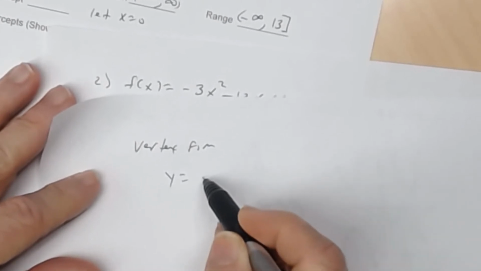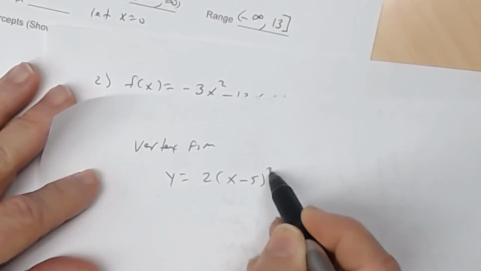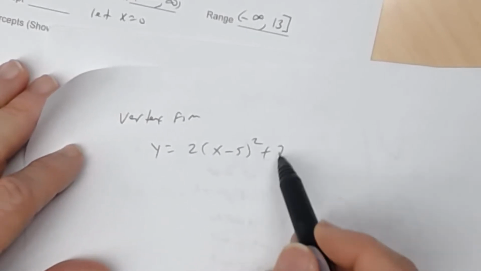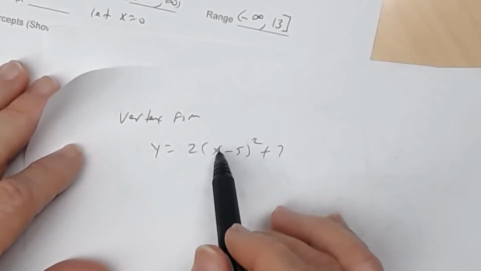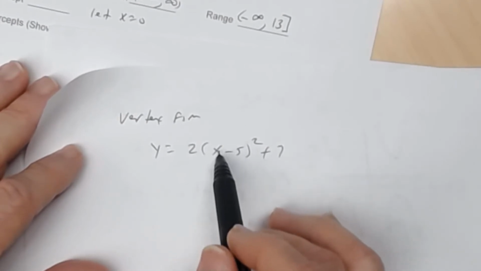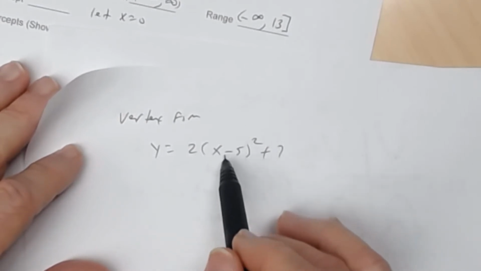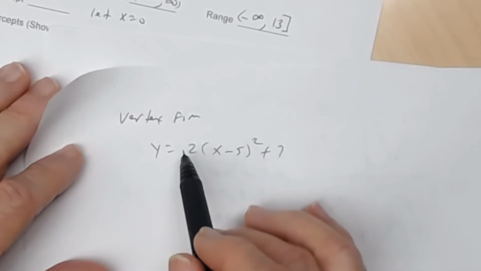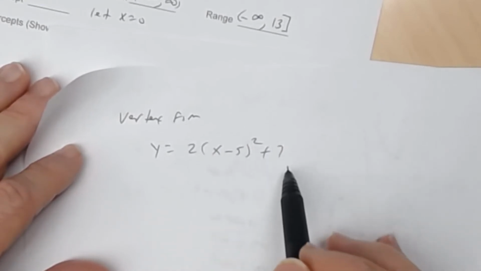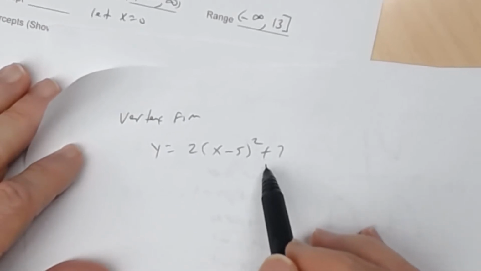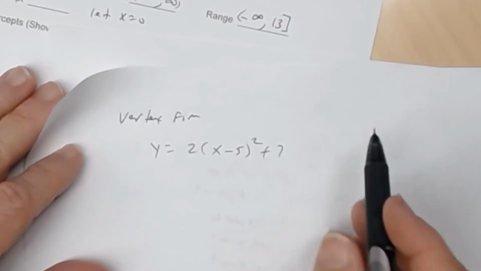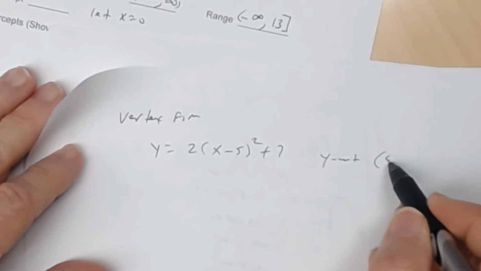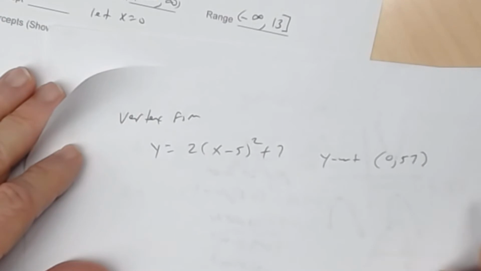Y equals, let's say, 2 times (x minus 5) squared plus 7. So this 7 is not your y-intercept, because remember, to find your y-intercept, you let x be 0. So you would say 0 minus 5 is negative 5. Negative 5 squared is 25. 25 times 2 is 50. 50 plus 7 is 57. That's your y-intercept. So the graph will cross the y-axis at (0, 57).